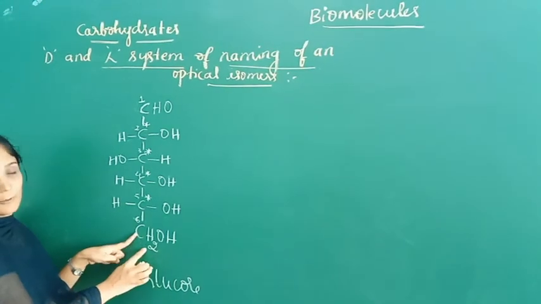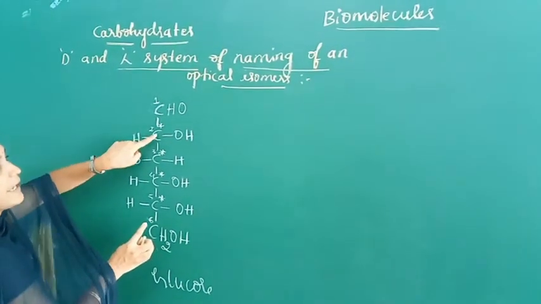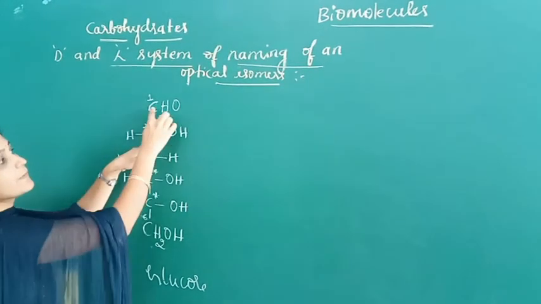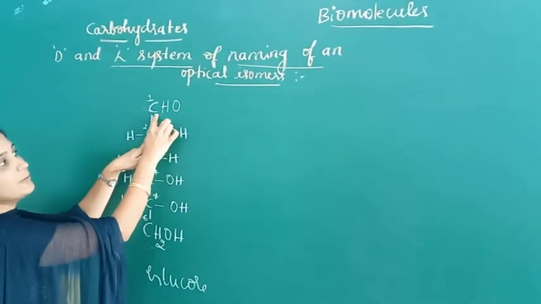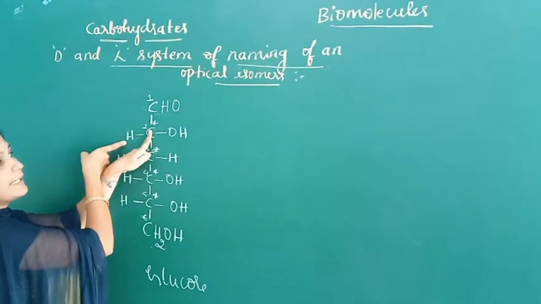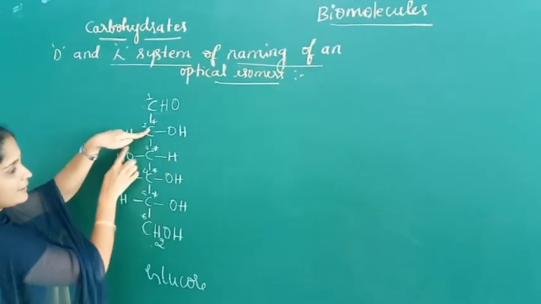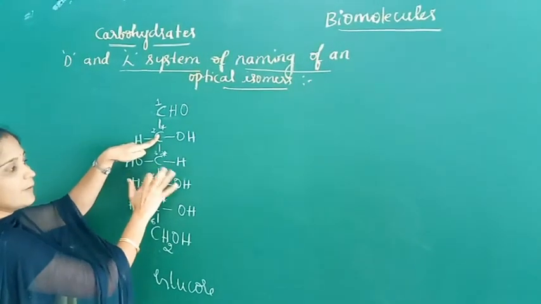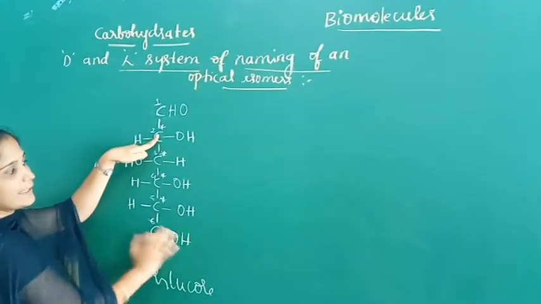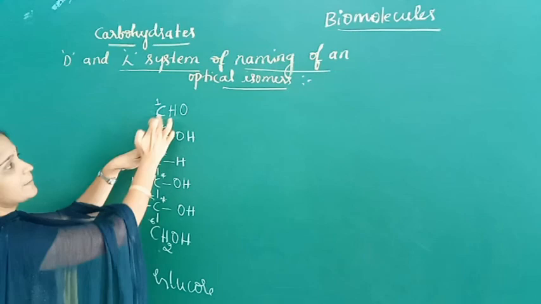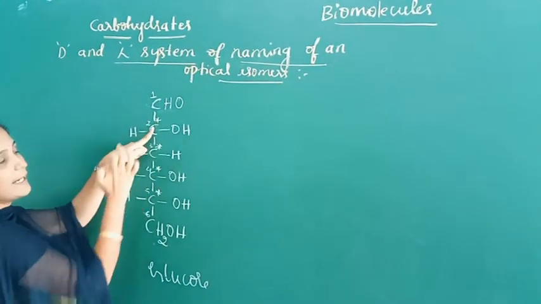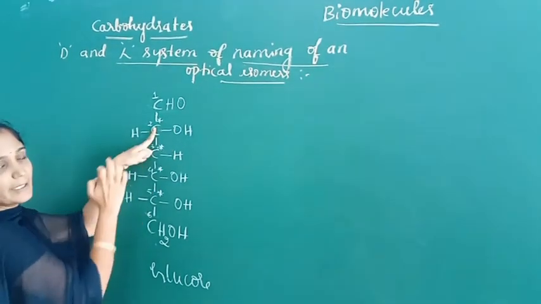This second carbon atom is attached to 4 different groups here. This second carbon is attached to 1 CHO, 1 H and OH, and assume this thing as one group. So this carbon is attached to 4 different groups. So the second carbon atom is called an asymmetric carbon atom.